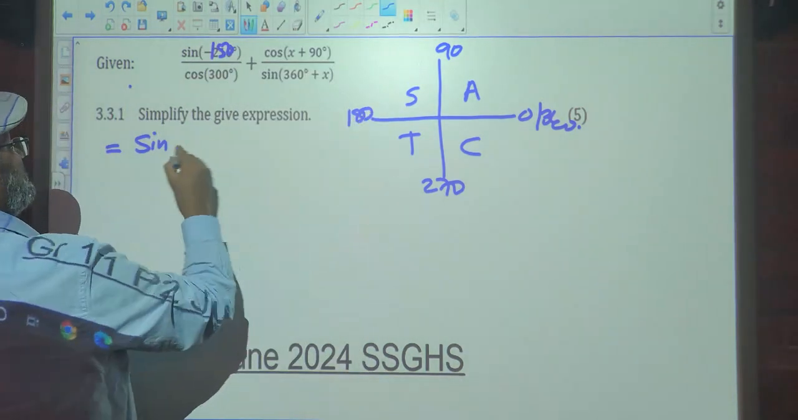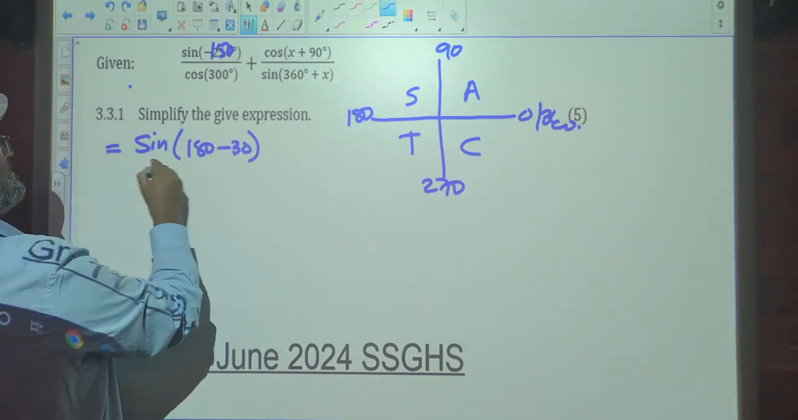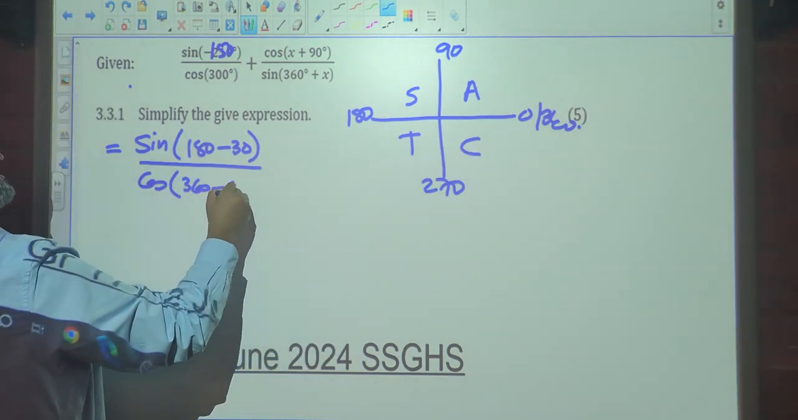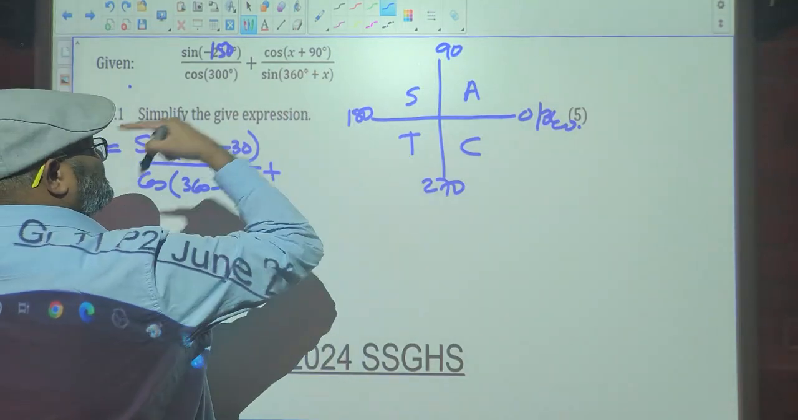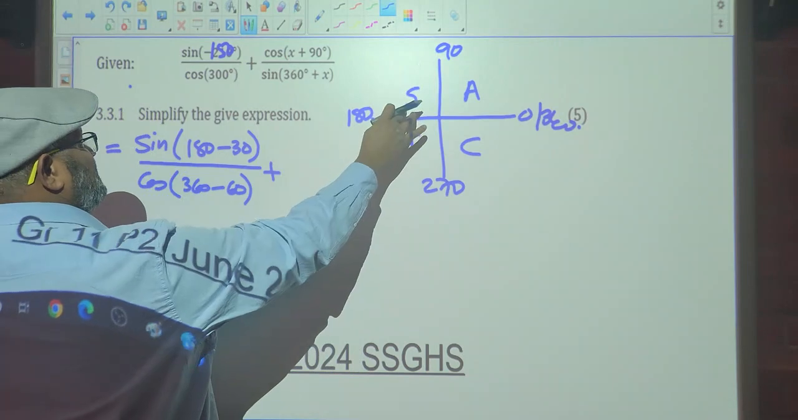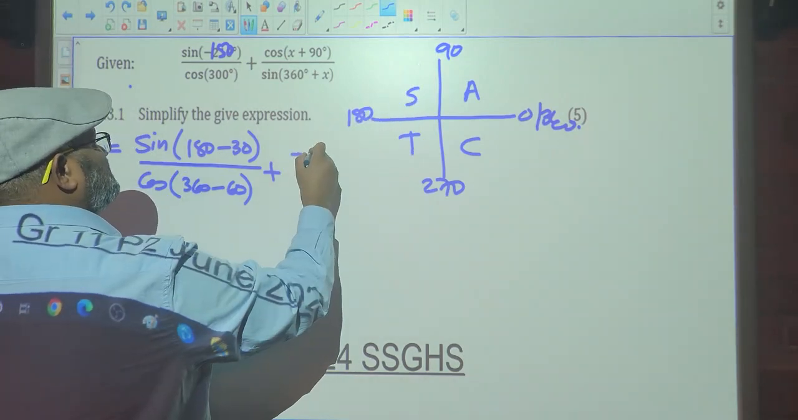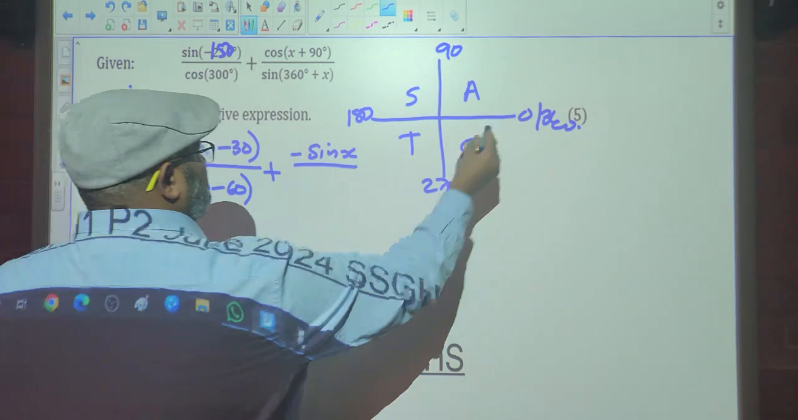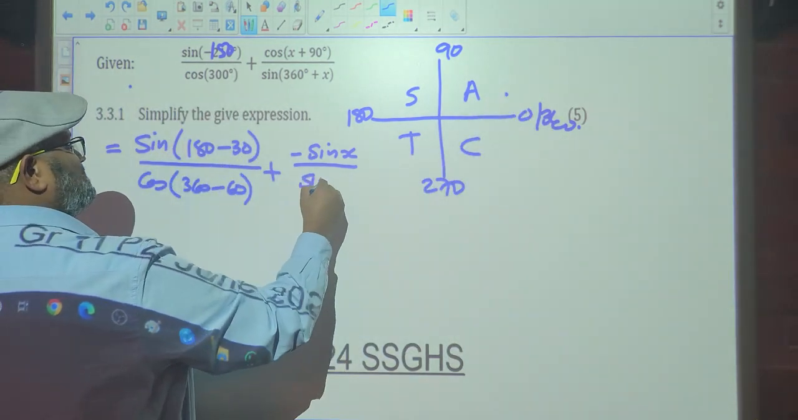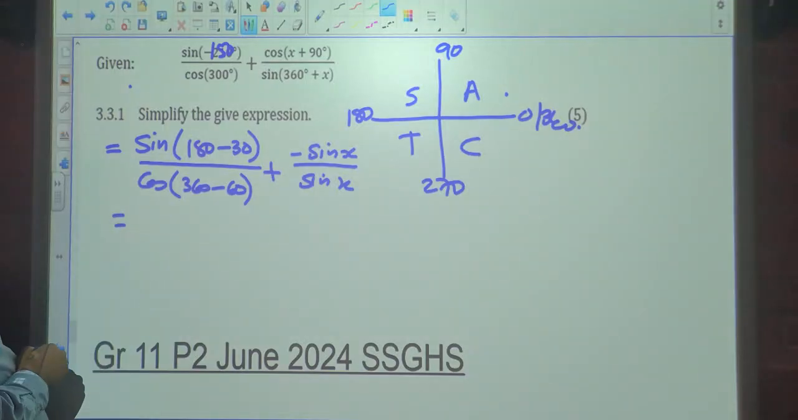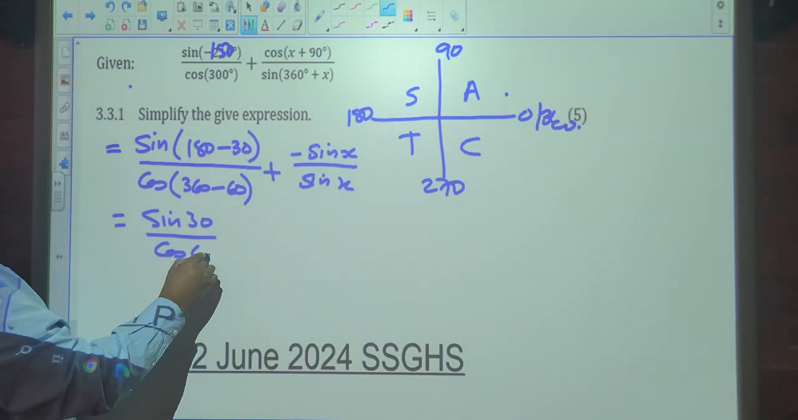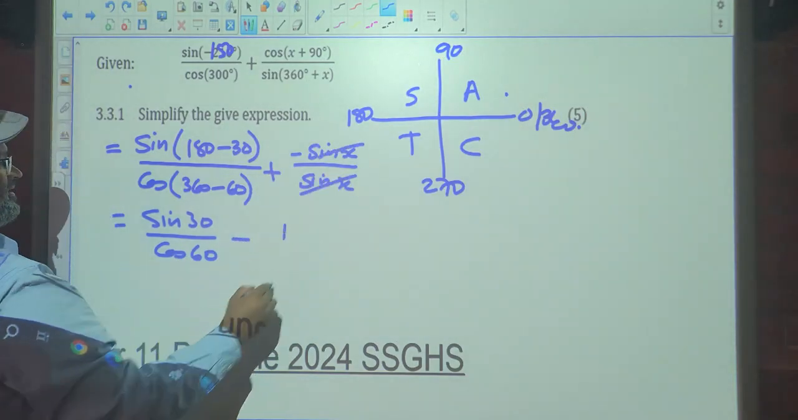And which quadrant is 150? The second quadrant, which is 180 minus 30. Over cos 300, which is in the fourth quadrant, 360 minus 60, plus 90 plus x, which is in your second quadrant. Cos is negative, although it changes to sine. And then 360 plus takes you into the first quadrant, all is positive. So sine of 180 minus 30, second quadrant, sine is positive. So it's positive sine 30 over cos of 60, that will be minus, that cancels, minus 1.